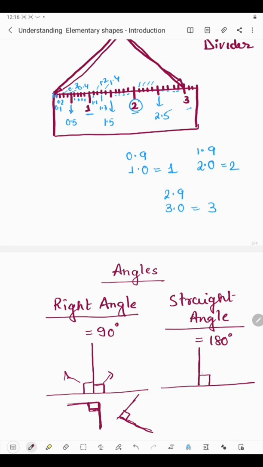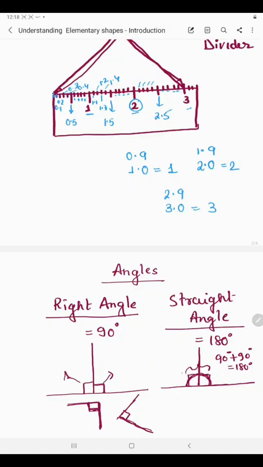This is the perpendicular line on the base. So this is also 90 degrees, this is also 90 degrees. So two 90 degrees, 90 here on the right and 90 on the left. Two 90 degrees make 180 degrees.